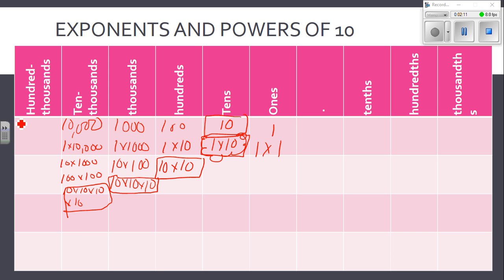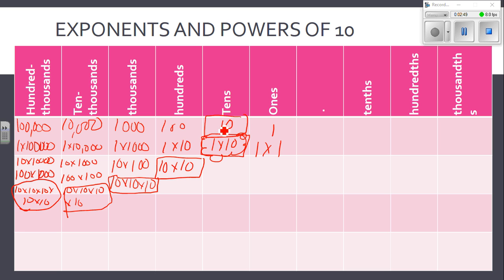And then our last one, 100,000, or 1 times 100,000, or 10 times 10,000, or 100 times 1,000, or we could have 10 times 10 times 10 times 10 times 10. Okay, so these are the ways.